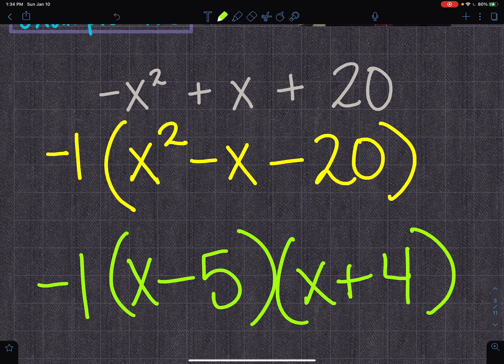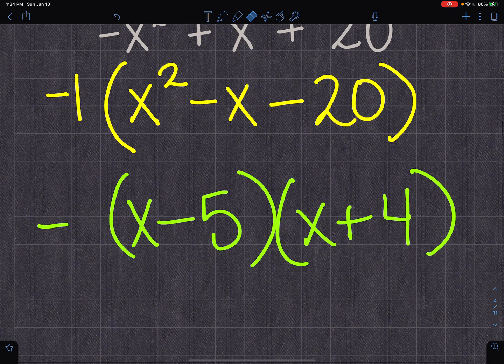But there you go. And the other point to make is they don't write it in the book exactly like this. They just have a negative sign out front, which is the same as having a negative 1 out front. So whatever, it's the same thing. Okay, so you can check your answer.